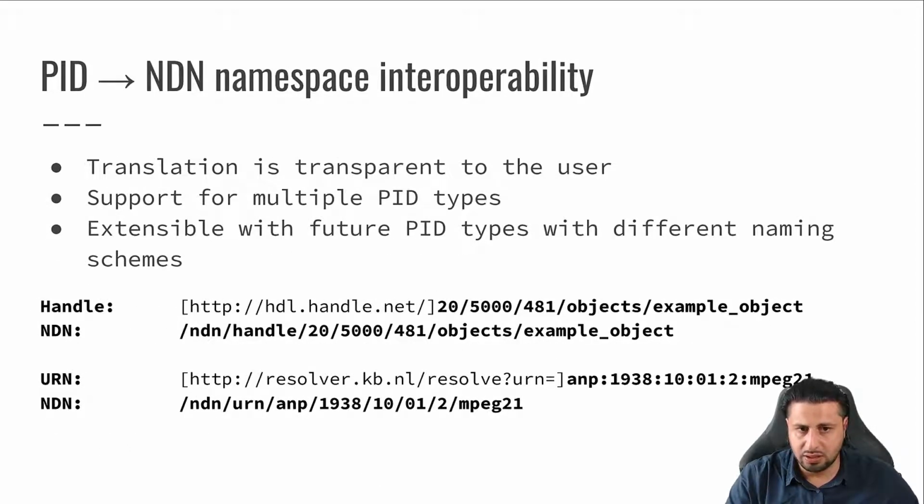Now we will discuss the PID to NDN namespace interoperability that we implemented in our model, which we will show in the upcoming slides. So translation is transparent to the user, which means that the user should not even be aware of an NDN network. The user enters a PID and gets an object back. This is all resolved by the gateway, which is part of the NDN network. The NDN gateway determines whether the user receives the object from the NDN network or from the PID server. Furthermore, there's support for multiple PID types, and the model should be easily extensible with future PID types with different naming schemes.